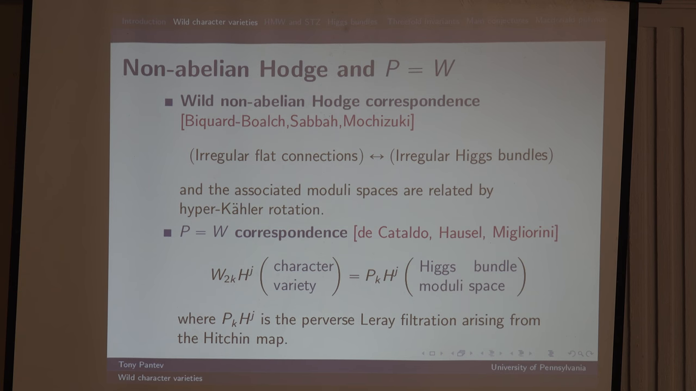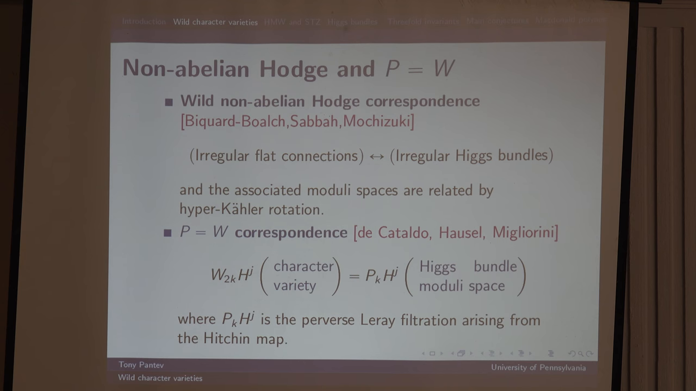Now, the wild non-abelian Hodge correspondence is an analytic process which converts the problem of understanding irregular flat connections on a Kähler manifold into the problem of understanding Higgs bundles with irregular singularities on the same Kähler manifold. The moduli spaces are not analytically isomorphic, they are not algebraically isomorphic, but they are topologically isomorphic. So if you are only interested in topology, then this is a permissible operation.